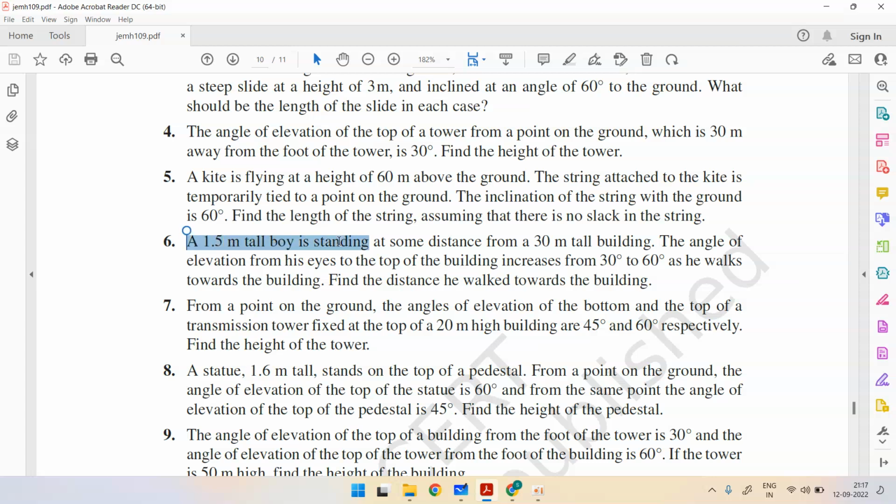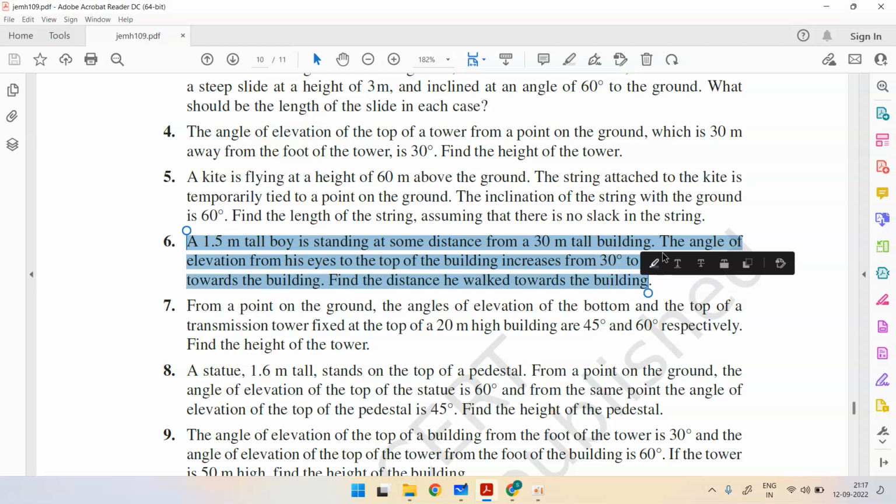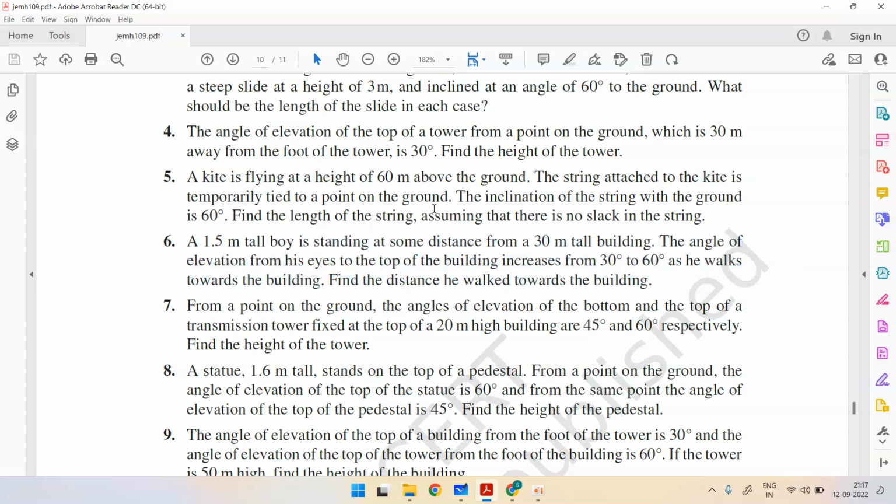So this is a 1.5 meter boy standing some distance from a 30 meter tall building. The angle of elevation from his eyes to the top of the building increases from 30 degrees to 60 degrees as he walks towards the building. Find the distance he walks towards the building.